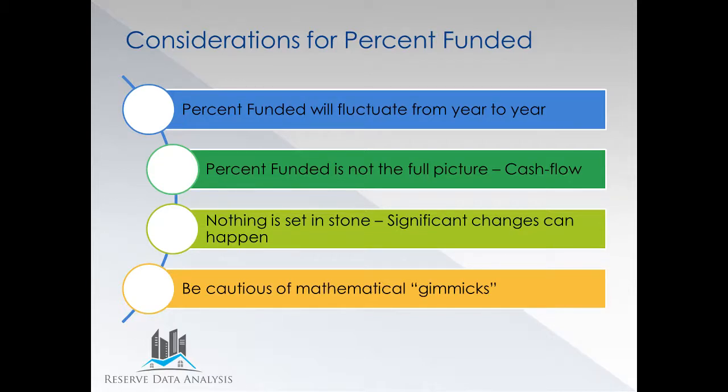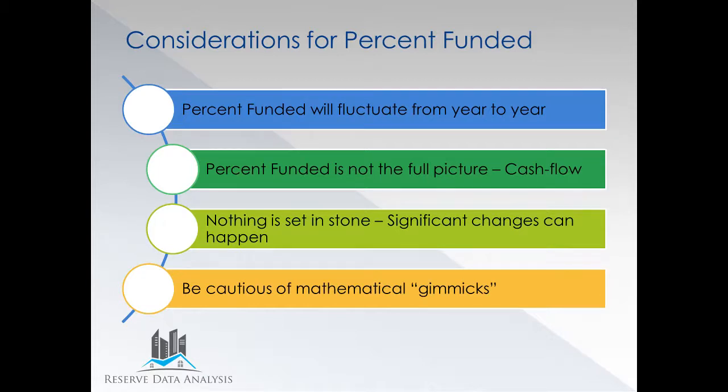Other considerations for percent funded. Percent funded will fluctuate from year to year. That is normal. That is based on the allocation rate to the reserve account as well as the project expenses. Ideally, we create funding models where the percent funded figure over a significant period of time, say 10, 20, or 30 years, increases to a 100% funded level. But within that period of time, it will absolutely fluctuate up and down, strictly based on the allocation rate to the reserve account and how much the project expenses actually were and which project expenses actually occurred.